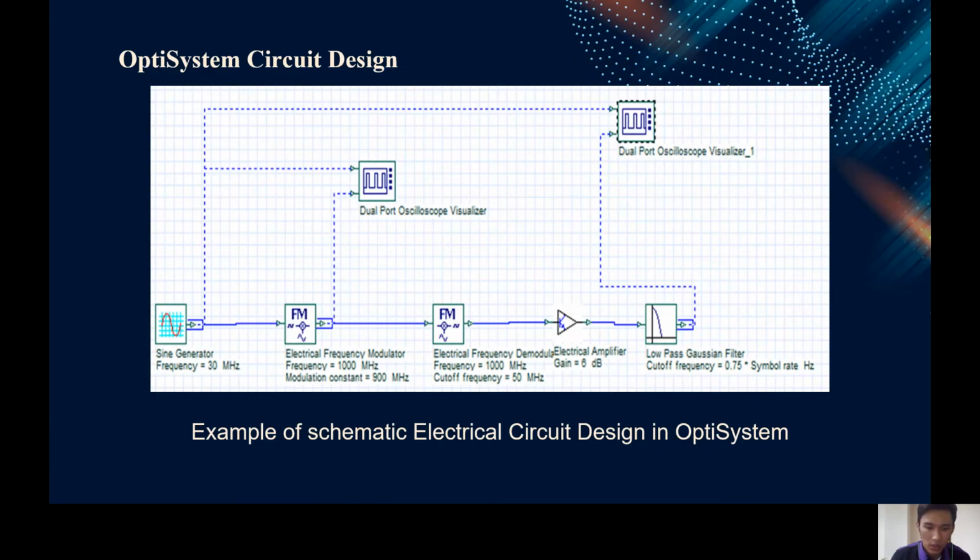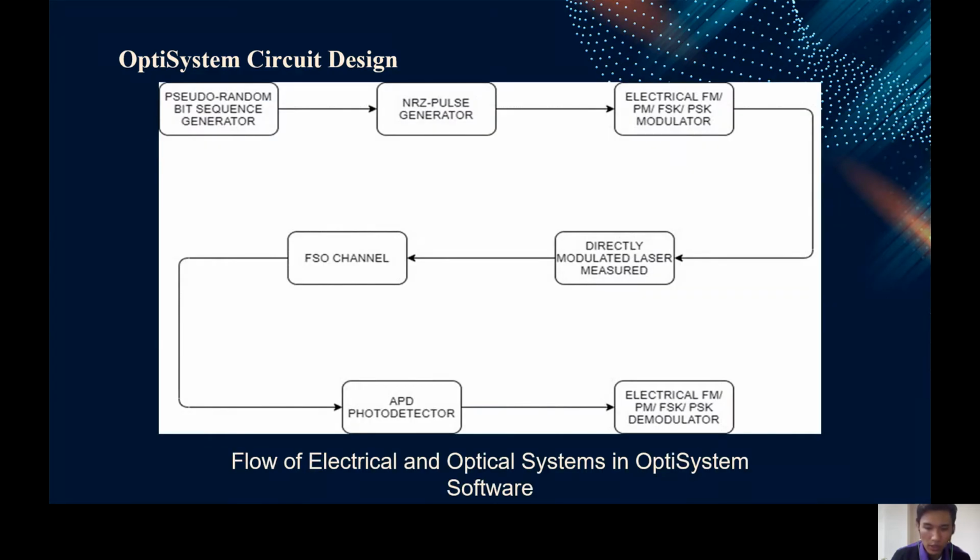Okay, this is the circuit diagram that I have constructed. This is an example of a circuit diagram constructed in the OptiSystem software, and this is the flow of the optical system and electrical system in the OptiSystem software that will be shown in the simulation later.